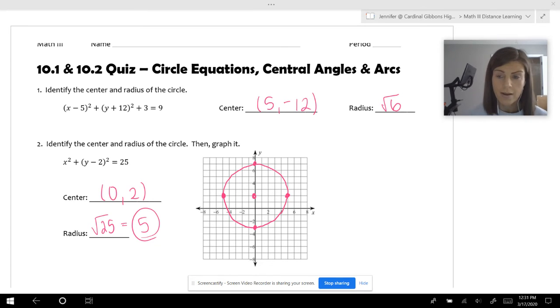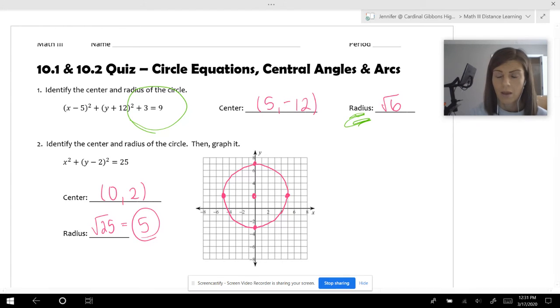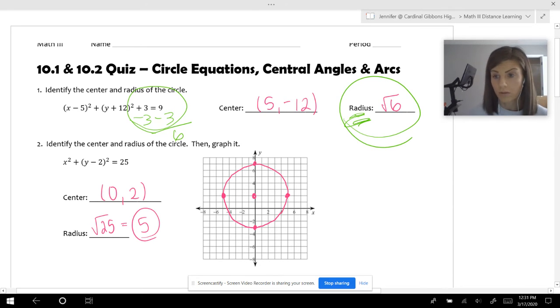Looking at number one, the thing that a lot of people missed on Friday, remember that before you find the radius here, you have to move that 3 to the other side. We don't take the square root until any numbers that are on the side that have the x and the y parentheses, so that plus 3 needs to get moved over to the other side first, and then 9 minus 3 would give us 6 on the other side. So the radius then would be the square root of 6.